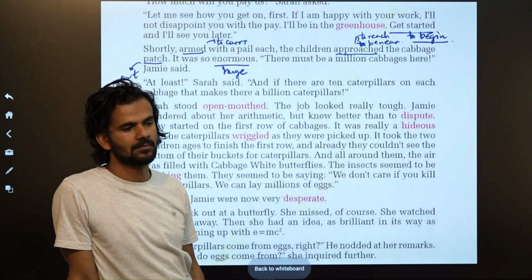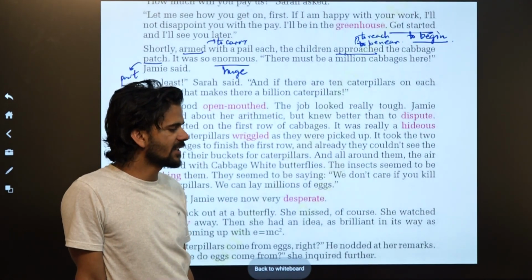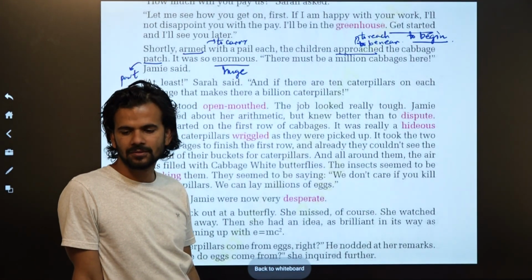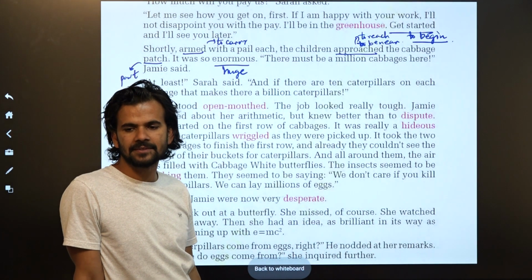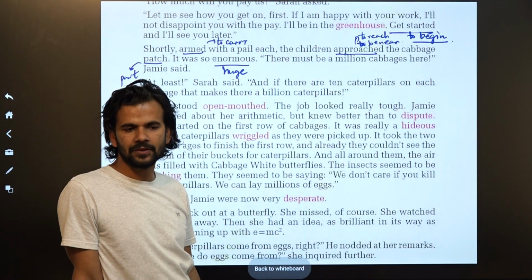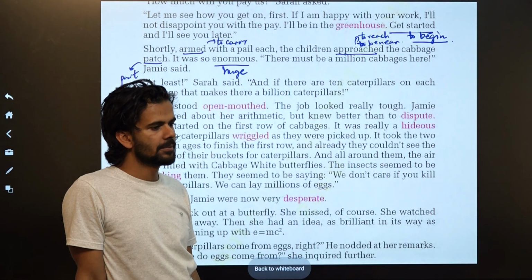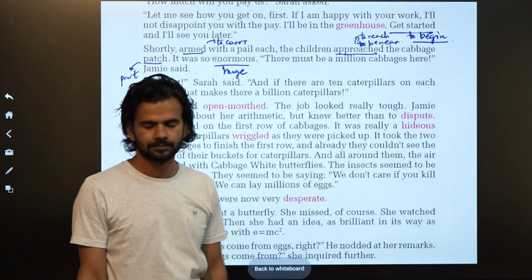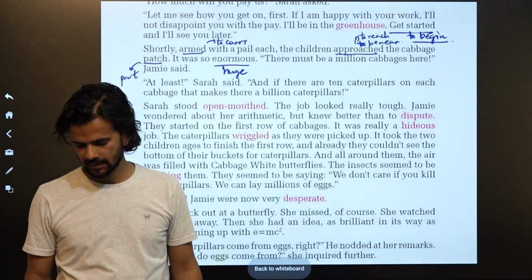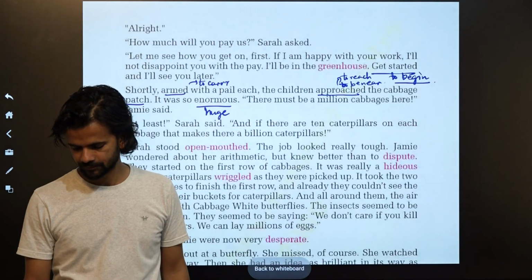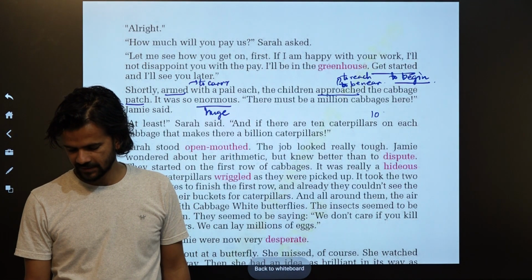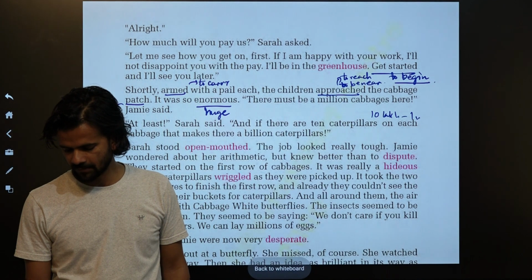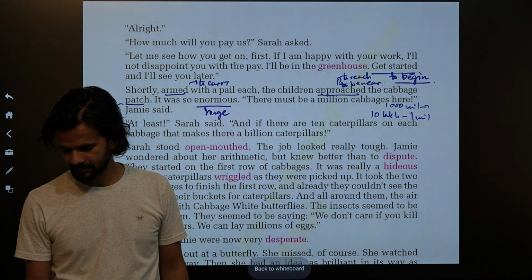And in that huge patch, if there are 10 in each, that means how many? Billion. What does that tell us? How big is the patch? Definitely huge. Because to have a billion caterpillars is not a joke, right? How much is a billion? 10 lakh is 1 million. And then 1,000 million is 1 billion. Think about this number. It's a huge number.